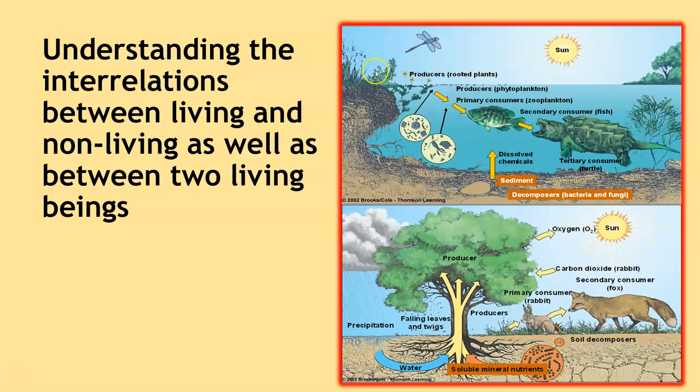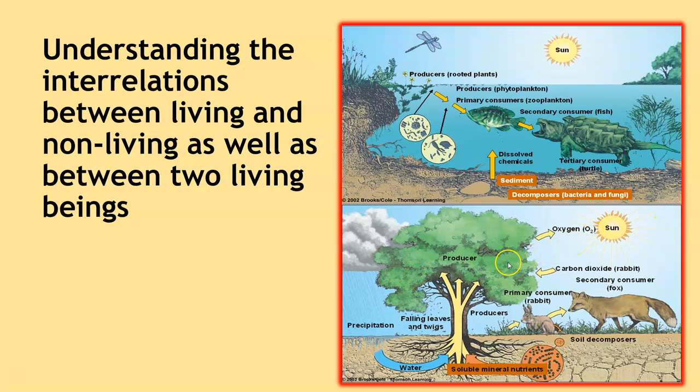Here also you can see that there are certain elements that are non-living, that is the sunlight and water, and you have certain elements that are living. So there is an interrelationship between the living and the non-living. In this image also you can see the tree acting as the producer, but it is dependent on non-living factors like water, soil, and sunlight.